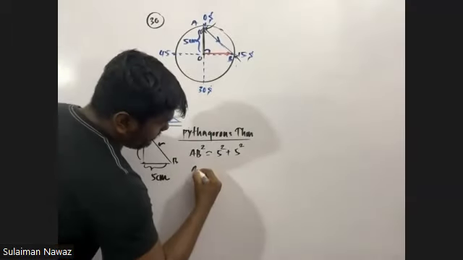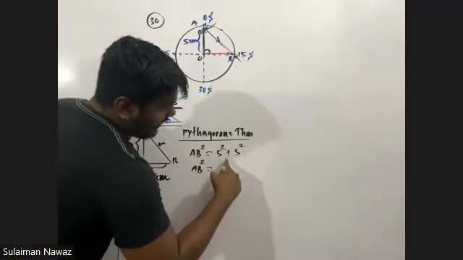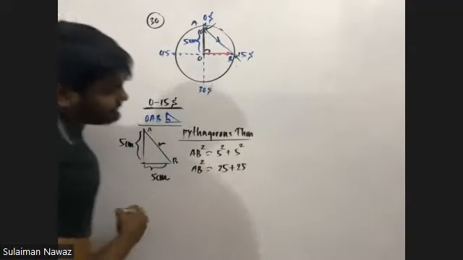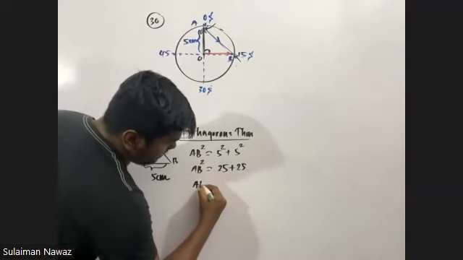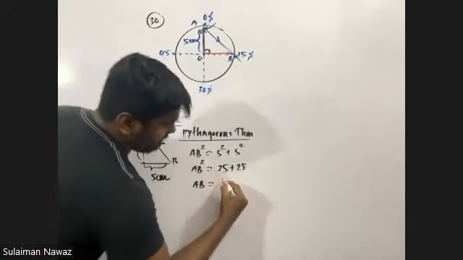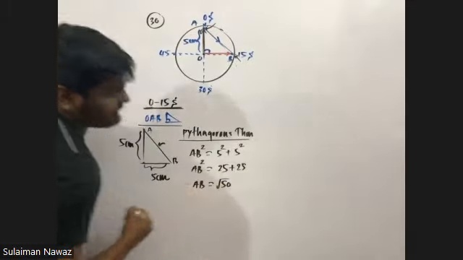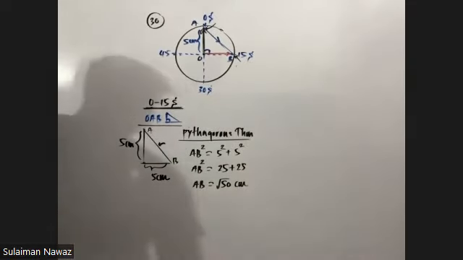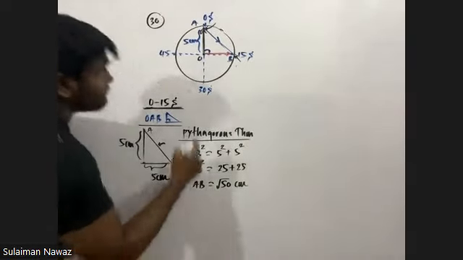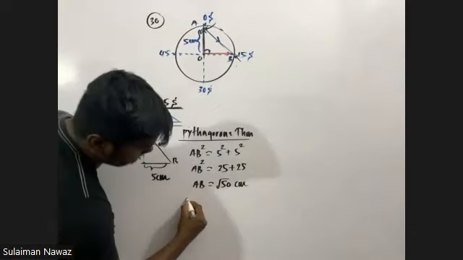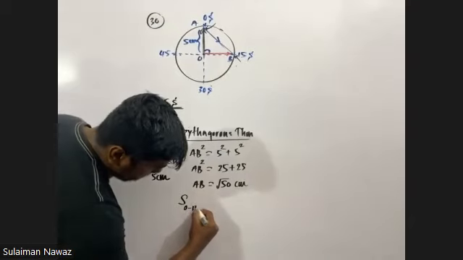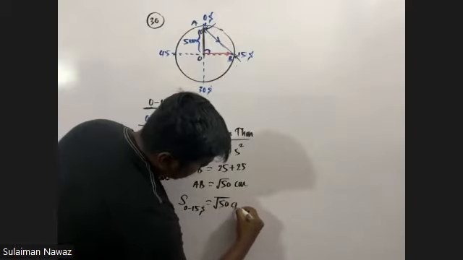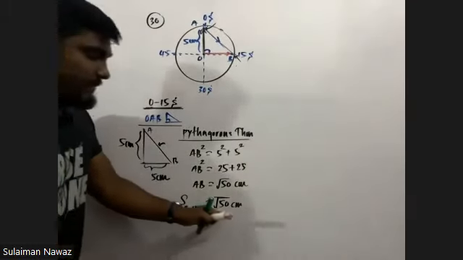Then we are getting how much? AB squared equals 5 squared plus 5 squared. 5 squared means 25, 5 squared means again 25. Then when I take the root, AB equals 25 plus 25, 50, whole root, centimeters. Then what is the displacement? Displacement within 0 to 15 seconds is how much? Root 50 centimeters. But you can keep this answer in meters as well.